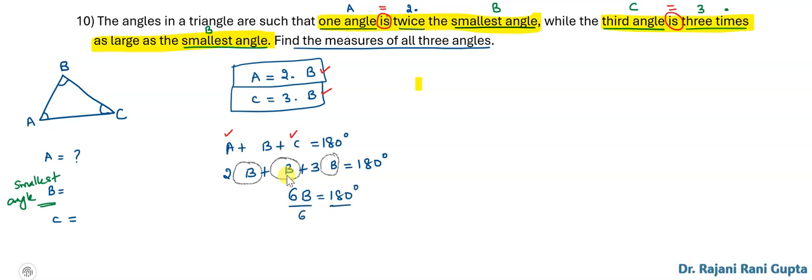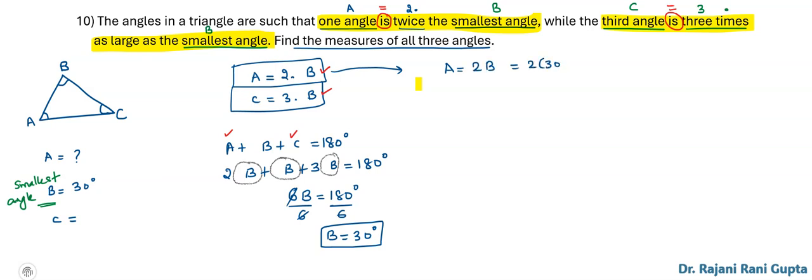So, to find B, divide both sides by 6. So, B is equal to 30 degree. We measure angles in degrees. That's why I have used 30. So, we got angle B, the smallest angle, as 30 degree. We have to still find A and C. So, using this, what do you have? A is equal to 2B, which is 2 into 30, which is 60. So, this implies A is equal to 60 degree.